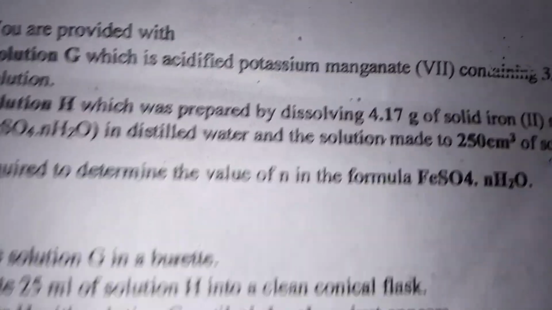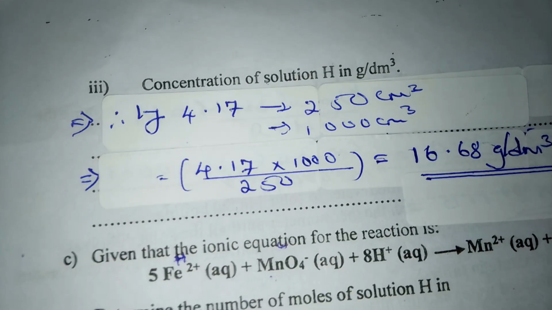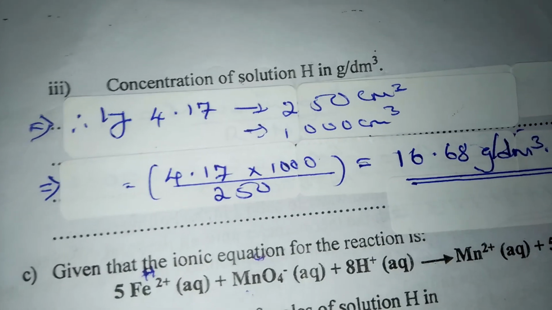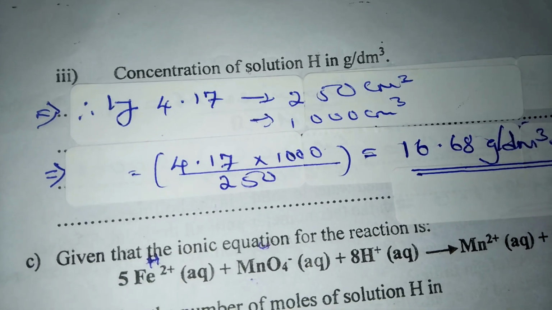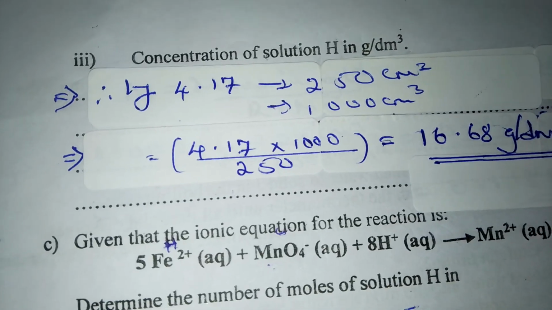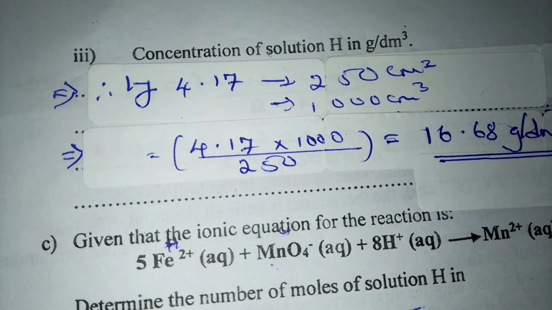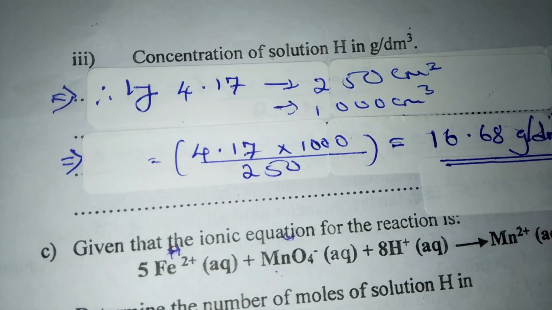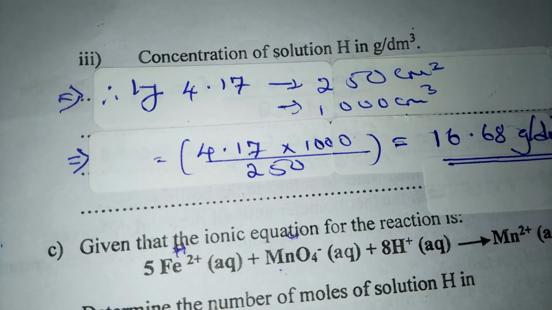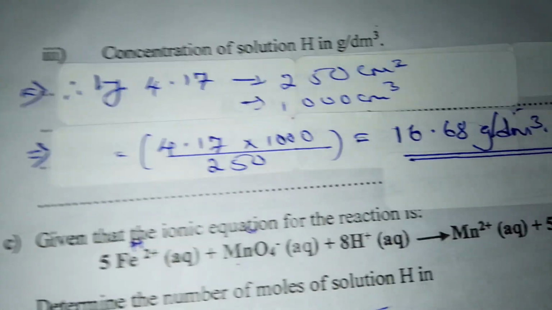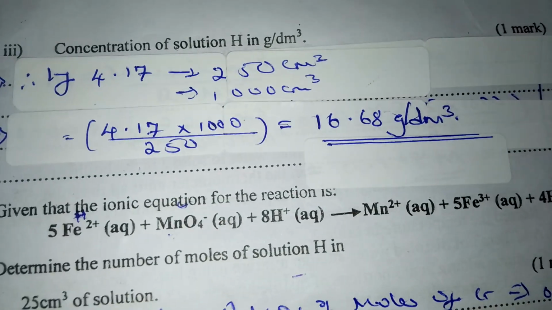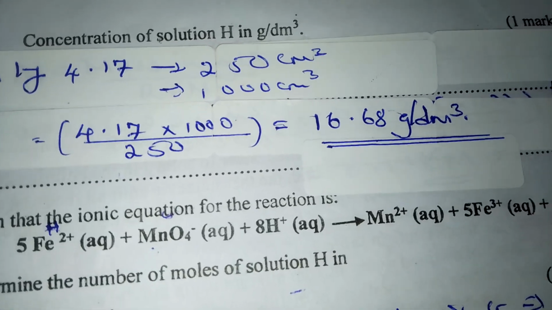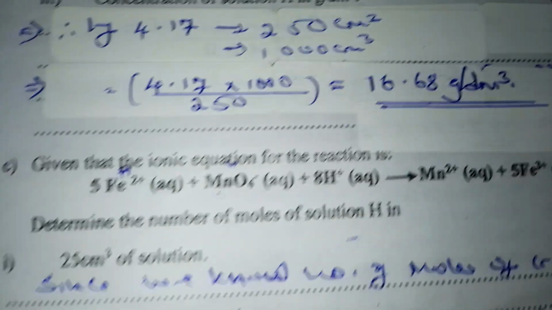4.17. Remember, this 4.17 was being dissolved in only 250 cubic centimeters. What about in 1,000? So we cross multiplied that. We took 4.17 multiplied by 1,000 and then divided by 250 cubic centimeters. If you do your calculations properly, you will end up with 16.68 grams per dm cubed.